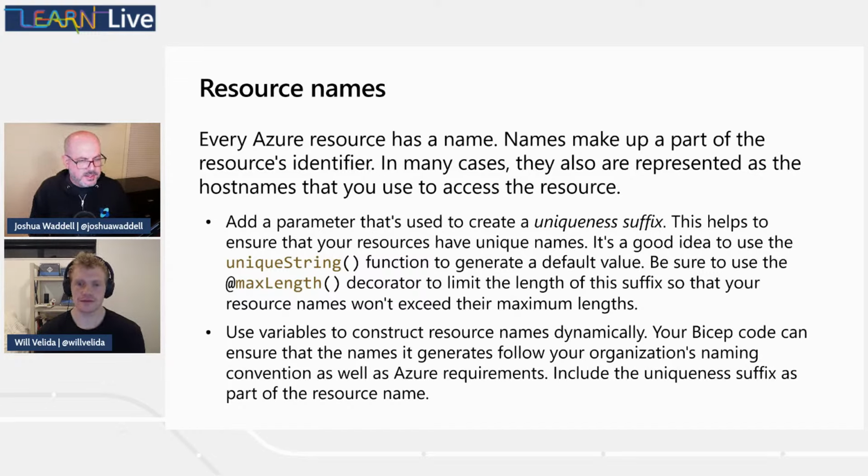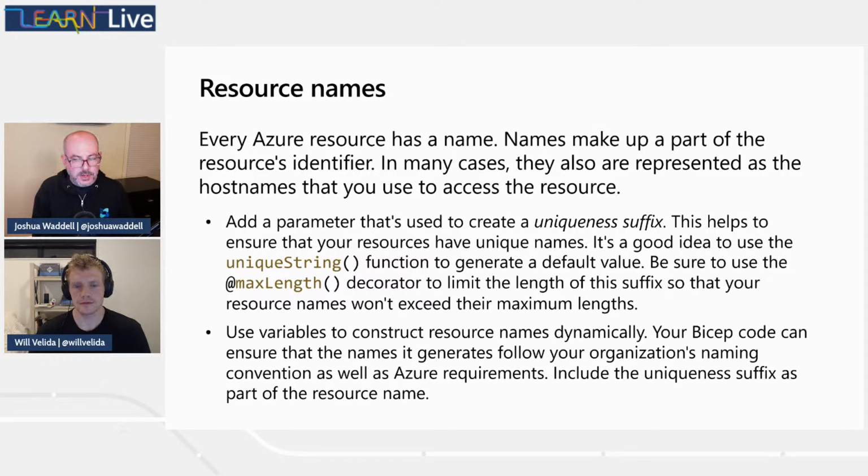So we saw that in our demo a little bit before. We have the ability to generate a unique string as part of our name, and it's most frequently done based on the ID of the resource group. We can use this as a uniqueness suffix. This is very valuable when you think about app services and storage accounts, or PaaS services that need to have globally unique names within Azure.